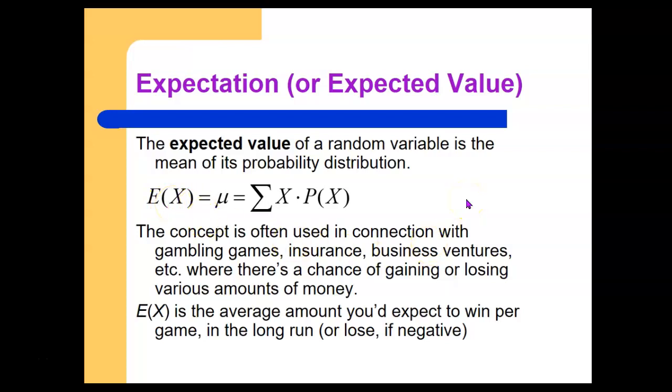that represents kind of the average amount that you'd expect to win per game in the long run. And it could come out negative if in the long run you lose more than you win. So it's kind of a long run average of the amount you gain or lose per time you play the game, or per business venture, or per insurance policy.